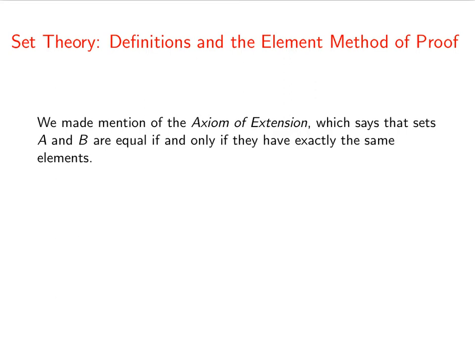Hello, discrete math fans. Earlier in the class, we made mention of something called the axiom of extension, and it says that two sets are equal if and only if they have exactly the same elements. Membership is the only thing that matters.